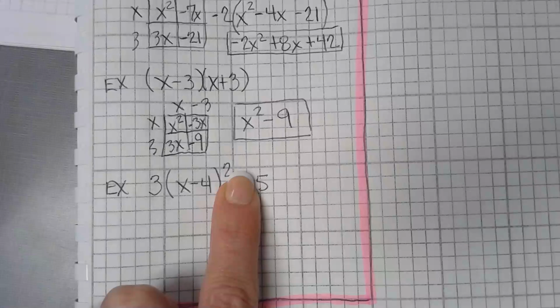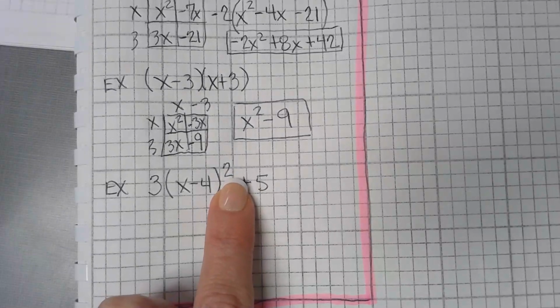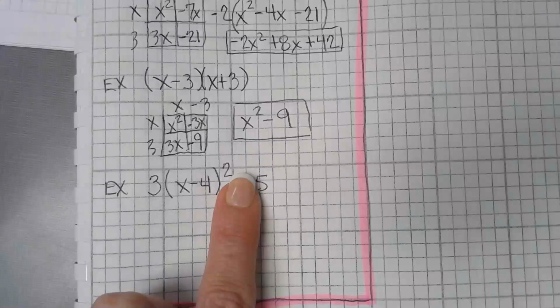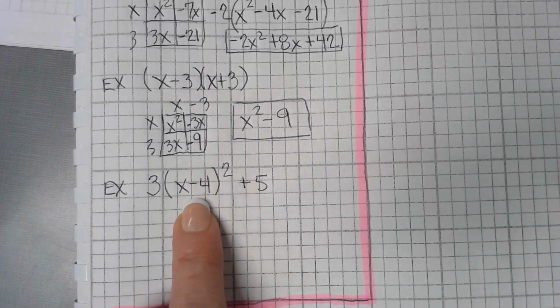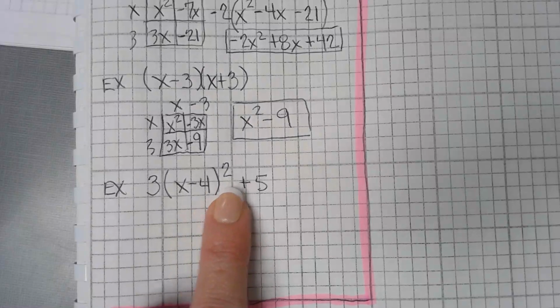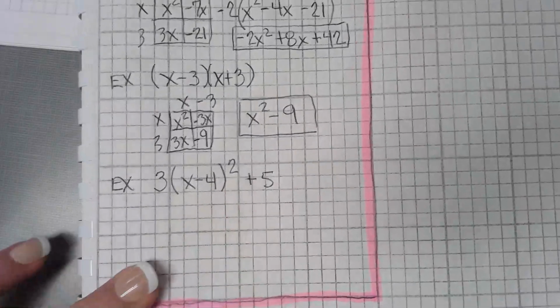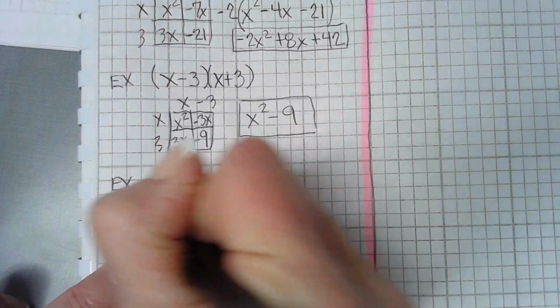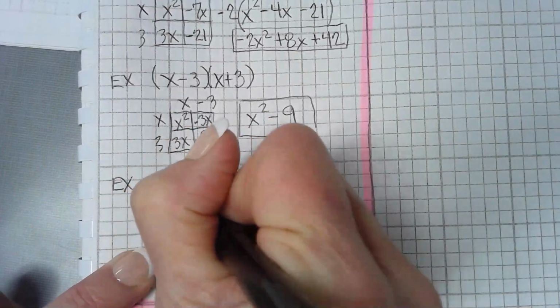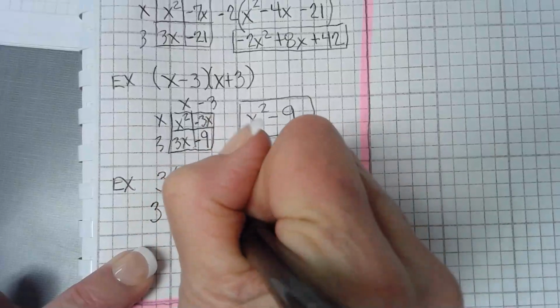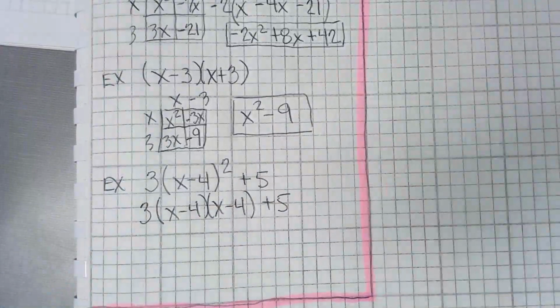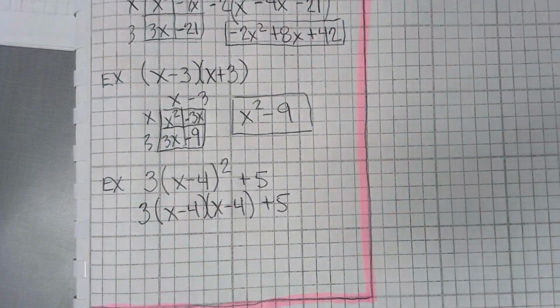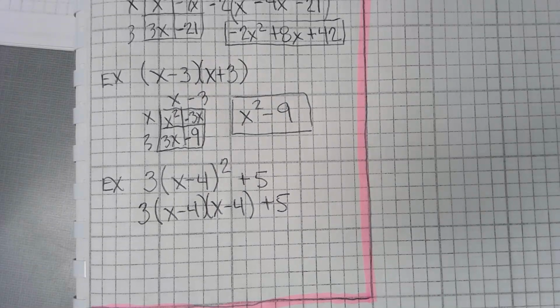Next one I want to do is this one. Notice there's an x minus 4 that is squared. The one thing the students have a hard time remembering is that all that means is write x minus 4 twice. Squared means you multiply it times itself. So this is what it really looks like: 3 with an x minus 4 and another x minus 4, and then plus 5.